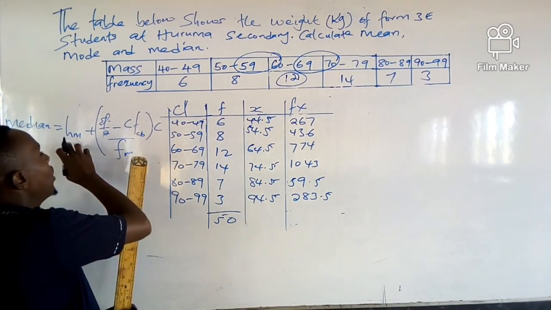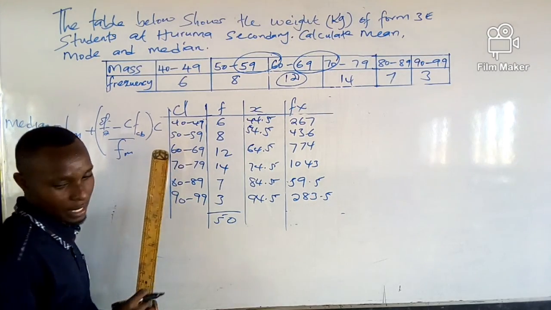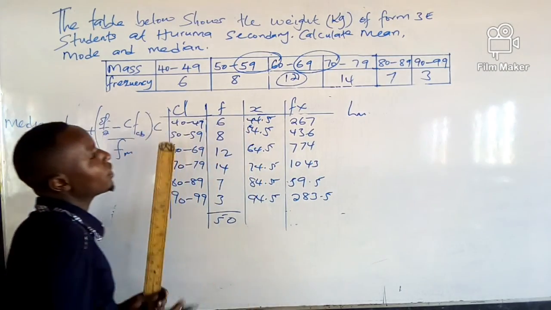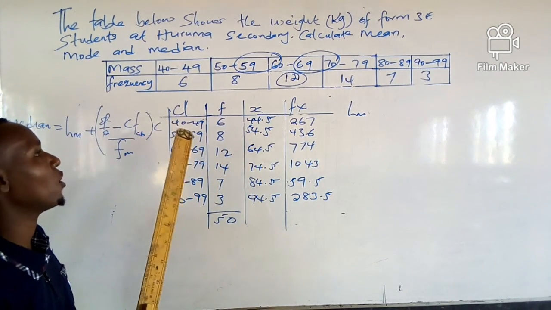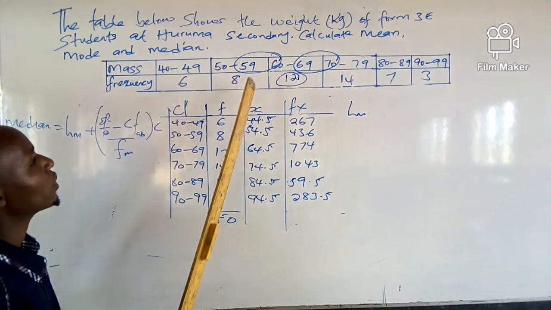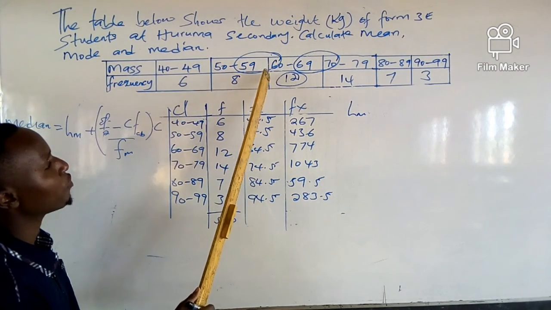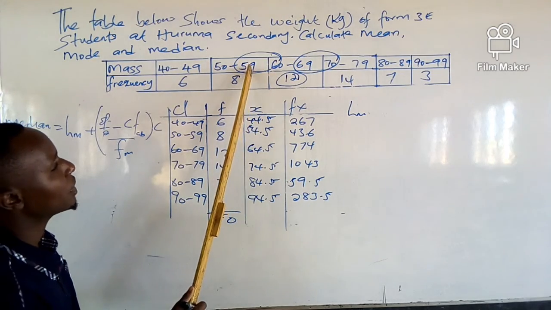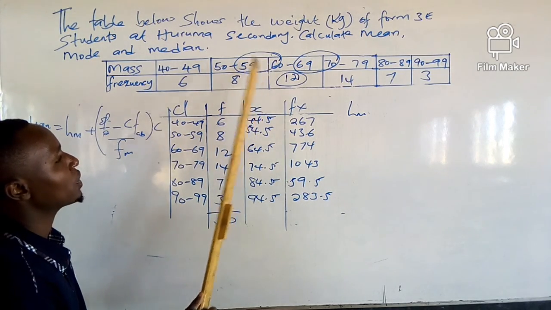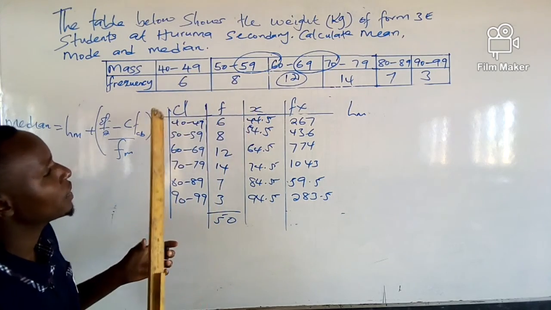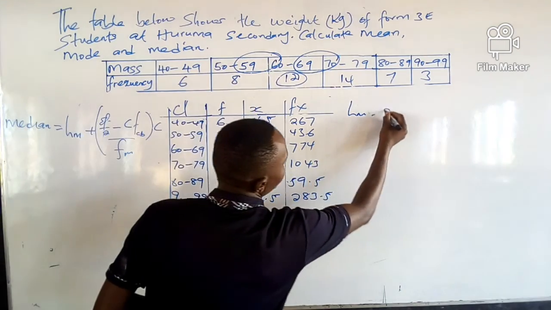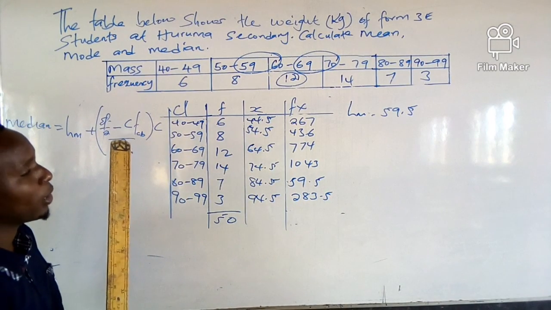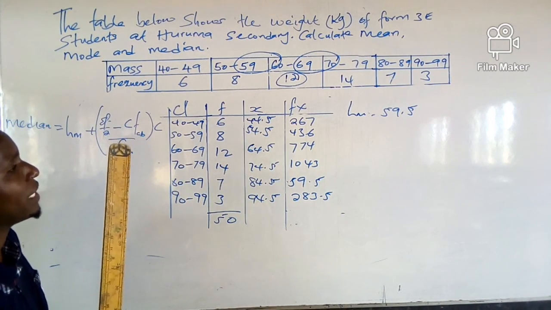To get the lower class boundary of the median class, we look at the upper limit of the class before it and the lower limit of the median class. We find the midpoint of the two. That is 59 plus 60, divided by 2, and the midpoint is 59.5. That is the lower class boundary of the median class.